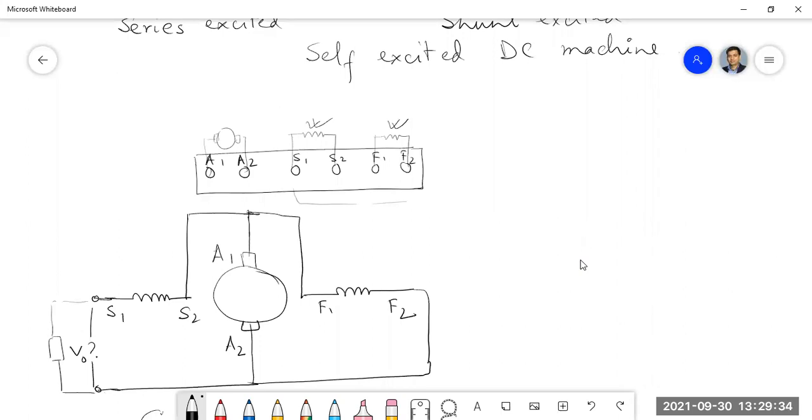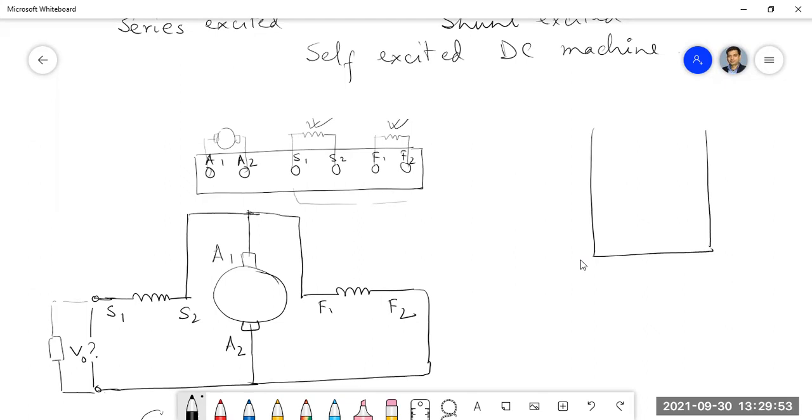Okay, understood now? বুঝতে পারছো আমি কি বলছি? যেটা সিরিজের জন্য রয়েছে সেটা সিরিজে কানেক্ট করতে হবে, যেটা শান্টের জন্য রয়েছে সেটা শান্টে কানেক্ট করতে হবে। Basically both the coils are wound on a same.